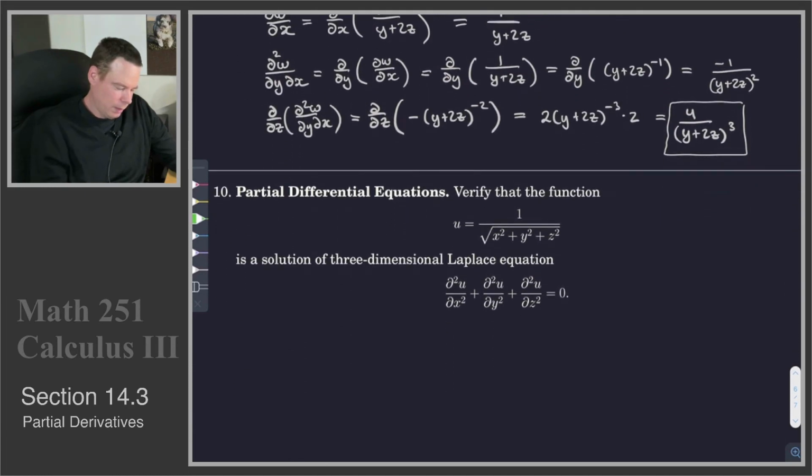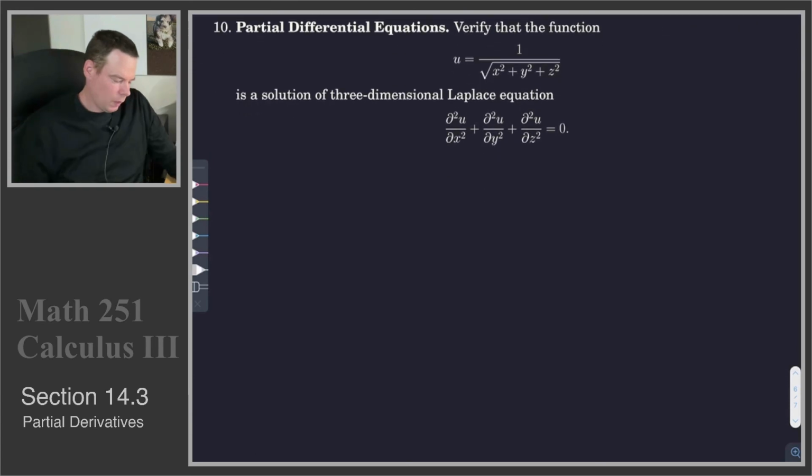Let's have a look at the last example. In this example, we want to verify this function of 3 variables is a solution to the 3-dimensional Laplace equation. So the second partial with respect to x plus the second partial with respect to y plus the second partial with respect to z is equal to 0. So let's go ahead and see why this is the case.